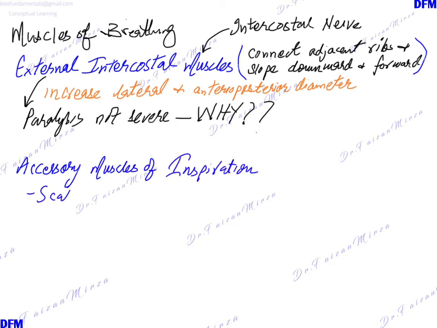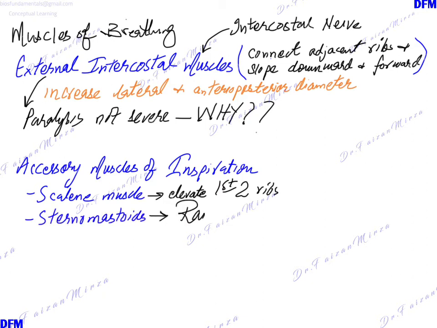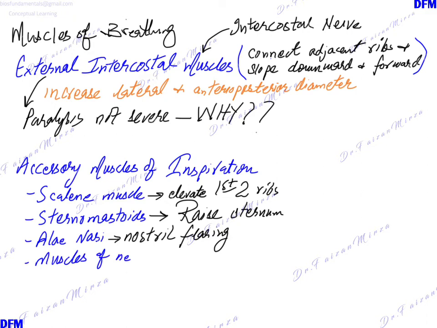For example, the scalene muscle. It elevates the first two ribs. The sternum is raised by the sternomastoids. The alae nasi are the ones that cause flaring of nostrils. And muscles of the neck and head are involved in extension of the neck and lifting of the head. So all these muscles help in increasing the chances of air going into the lungs. So this is all an active process.